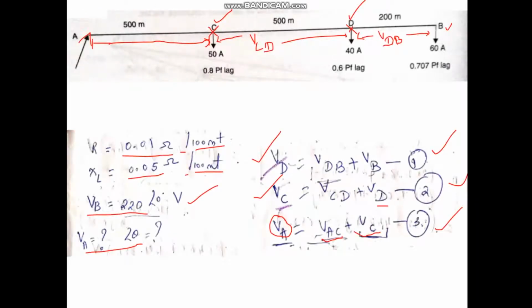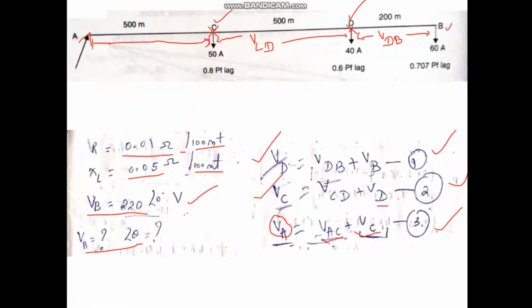So VD I want VDB plus VB. VB is already given to be 220 volts. My unknown is VDB. Now VDB is what? According to Ohm's law, I into Z, impedance into current. Now if you go back to the figure, this current of 60 ampere is the same current which is flowing through section DB.